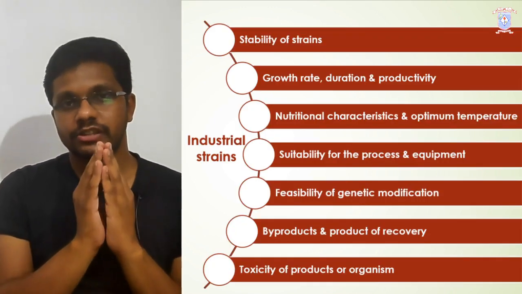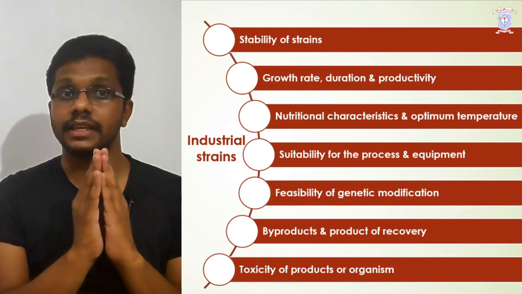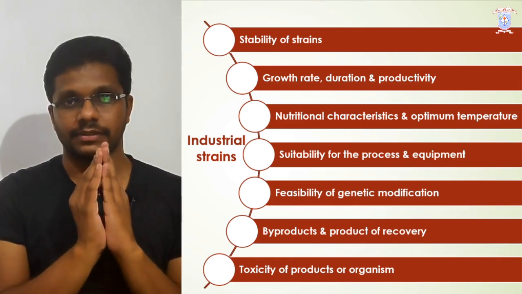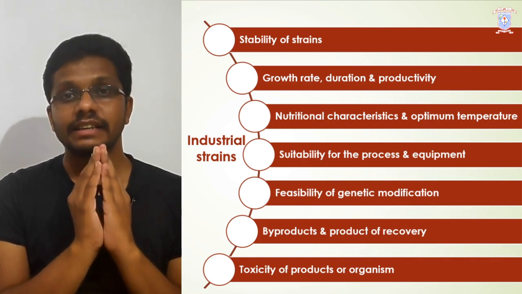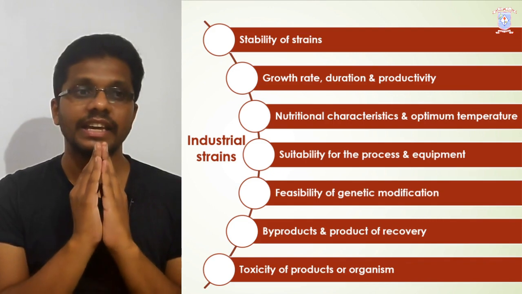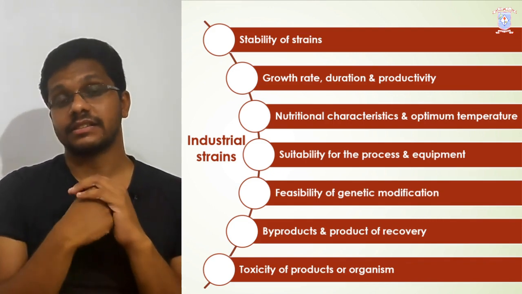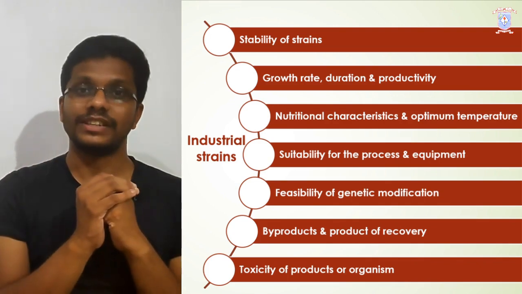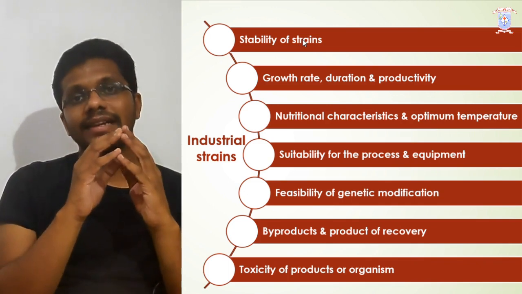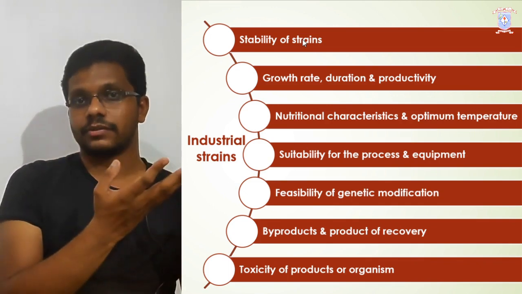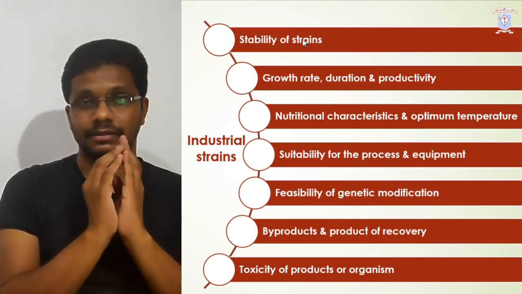So when we think about industrial strains, definitely they are much different than the laboratory strains. First, let us discuss what are the ideal features of an industrial strain. I am listing a few of the ideal characteristics of industrial strains. First one is stability. Unlike the laboratory strains or the natural wild strains, the industrial strain should be stable.